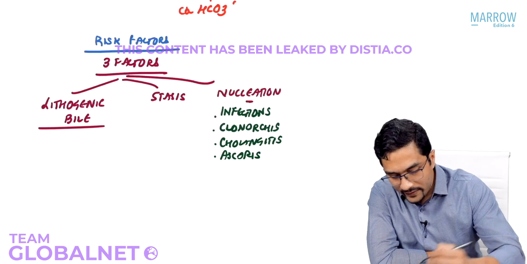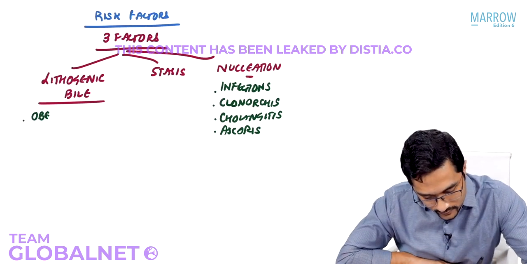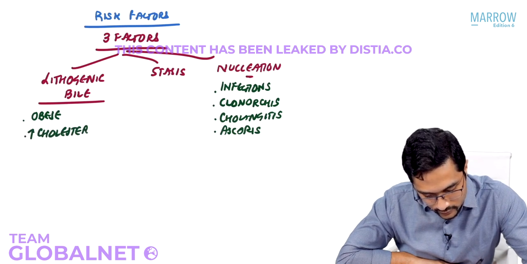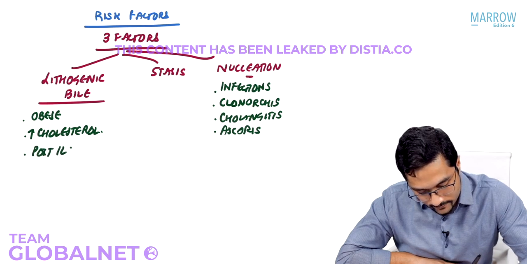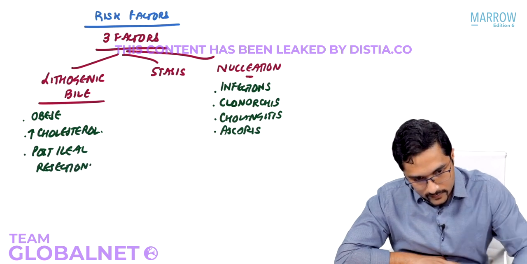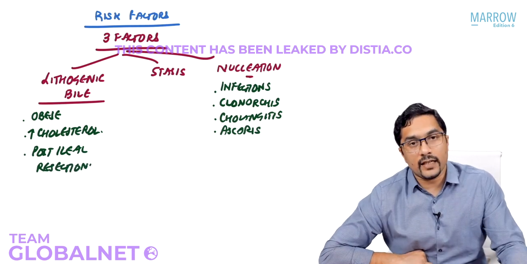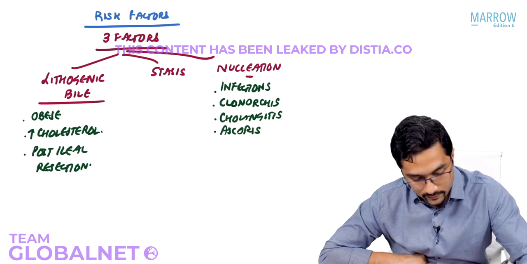Right? Where can we get lithogenic bile? So lithogenic bile can be seen in obese patients. If there is increased cholesterol in the blood, so hypercholesterolemia can give rise to this. This can also be post-ileal resection. Post-ileal resection also, lithogenic bile can be seen.